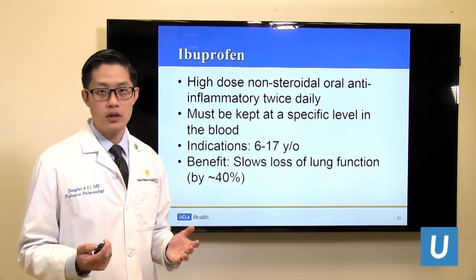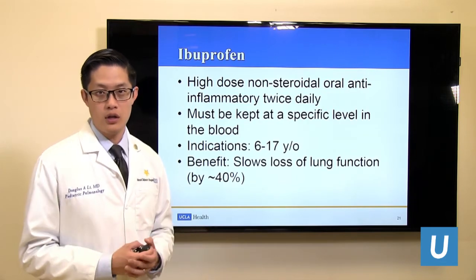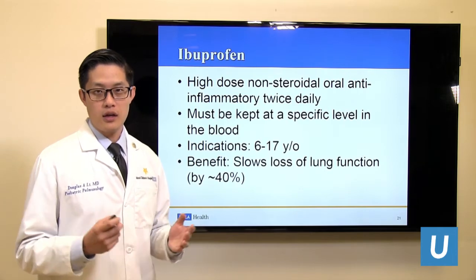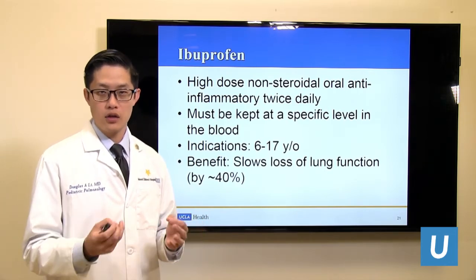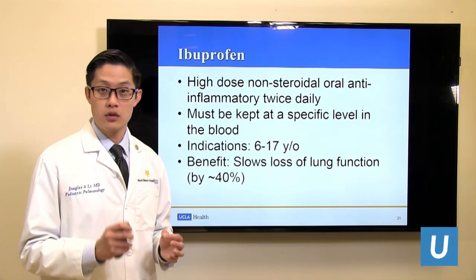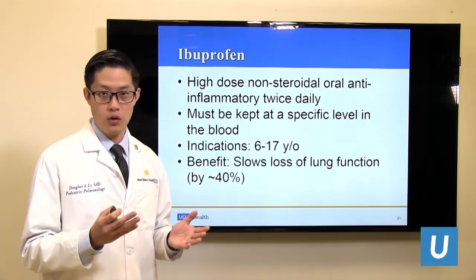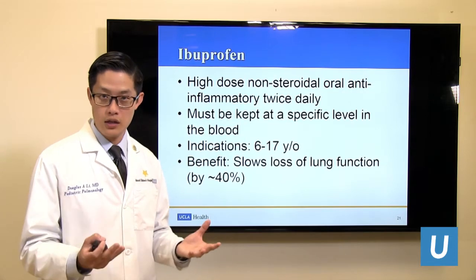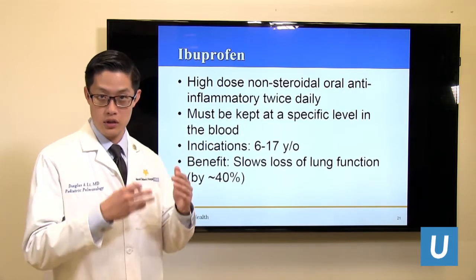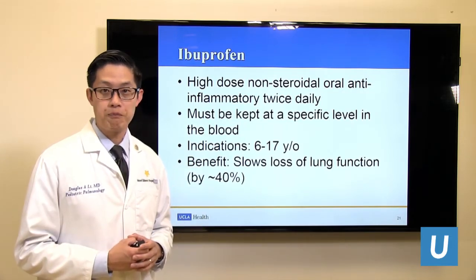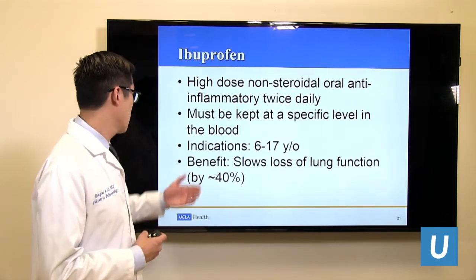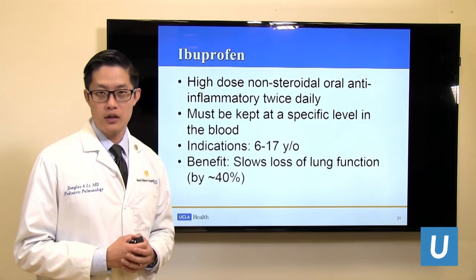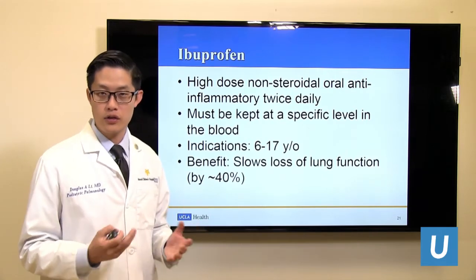Ibuprofen is similar to that you'd buy over the counter. It's a non-steroidal anti-inflammatory drug, and it's different from how you take it over the counter in that it's given in very high doses, and it's titrated or measured to a certain level in the blood to be effective. So it does take a fair amount of blood work and effort to get to this level. It is indicated for those 6 to 17 years old, and does have the unique benefit of slowing the loss of lung function over time.